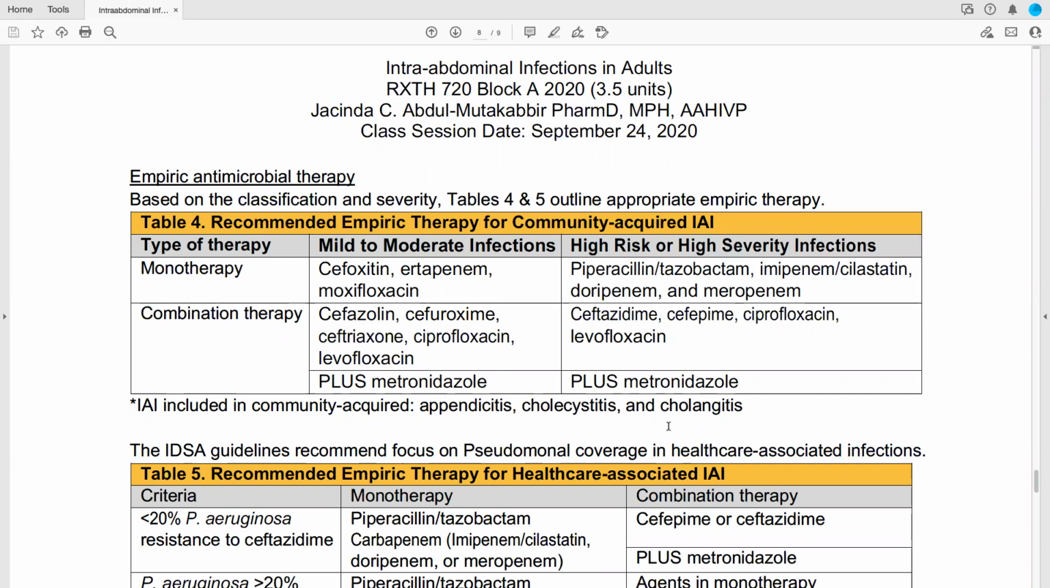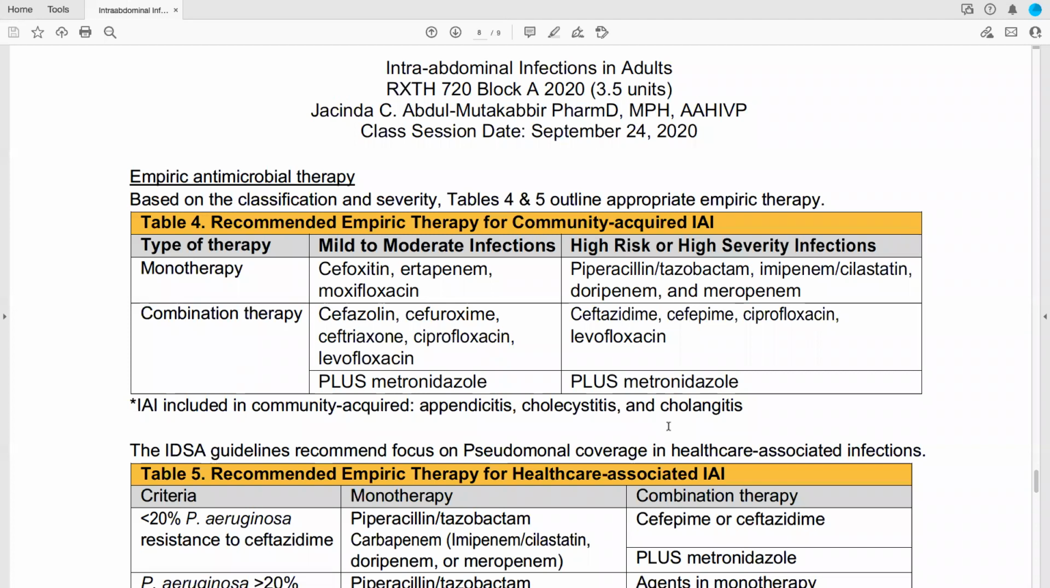So when we have a patient, and let's say that they have a community-acquired infection, if they present and the patient has a mild to moderate infection, then we can use monotherapy. So let's say you have a patient that comes in, they have diverticulitis, and they have a mild to moderate infection, meaning they have none of those indicators that we went over for high risk, high severity.